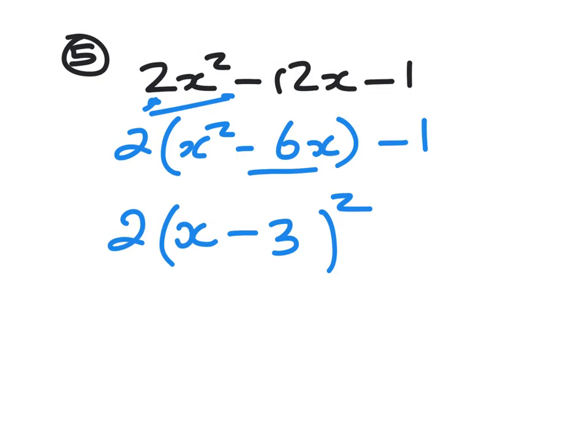Now looking at our expression, we've got negative 3 here, which we're going to have to square. Negative 3 squared is 9. Timesing that by 2 would give us 18. However, we don't want 18, we want negative 1. So how do you get from 18 down to negative 1? By taking off 19. And that's me completed the square.